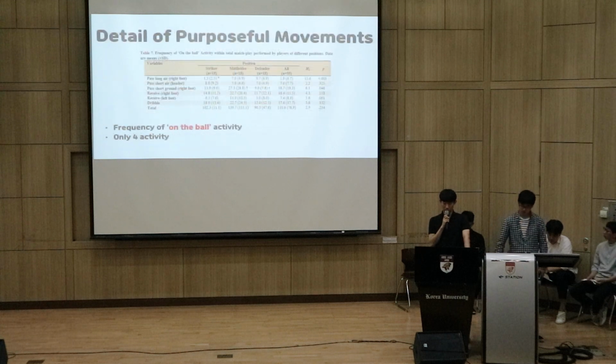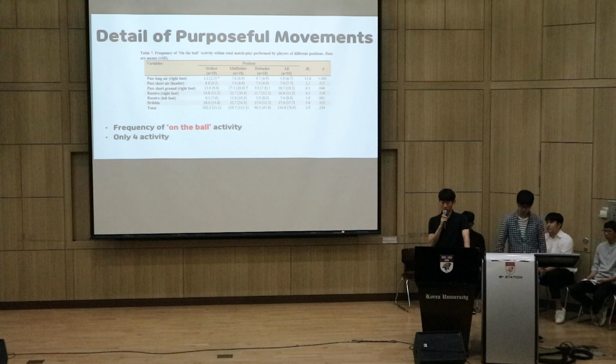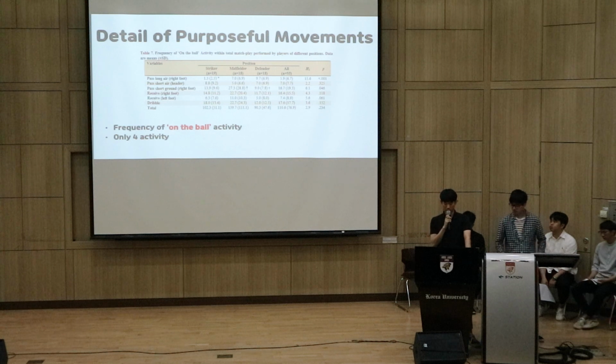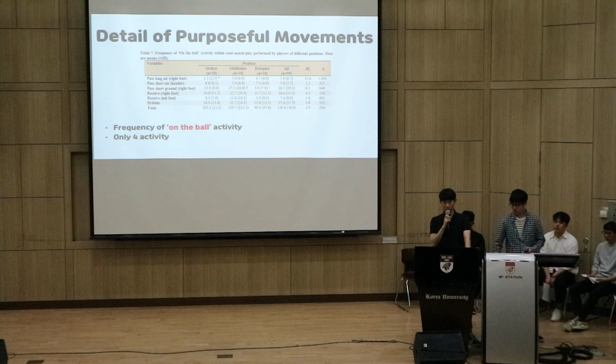Table 7 contains a profile of football activity. Only 4 individual on-the-ball activities were significantly different between the positions: pass long air with the right foot, pass long air with the head, pass short ground with the right foot, and receiving the ball on the chest.